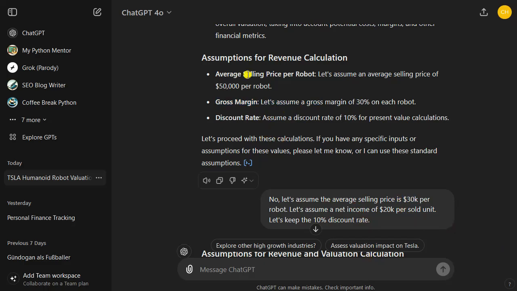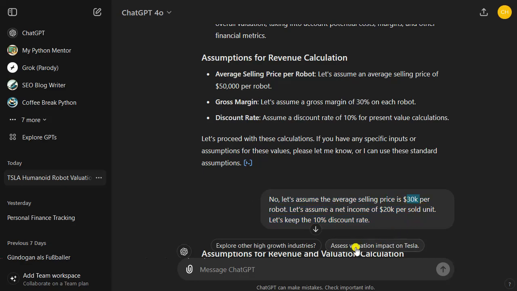Why 30K? 30K is still much less expensive than the average cost of an employee in a given year. So you can buy the bot or pay an employee for a year, and if you buy the bot you get twice as much work done, and you can keep it for longer than a year and it will be cheaper, right? So 30K is like a lowball valuation per robot. Let's assume a net income of 20K. So we assume one bot costs 10K to produce.